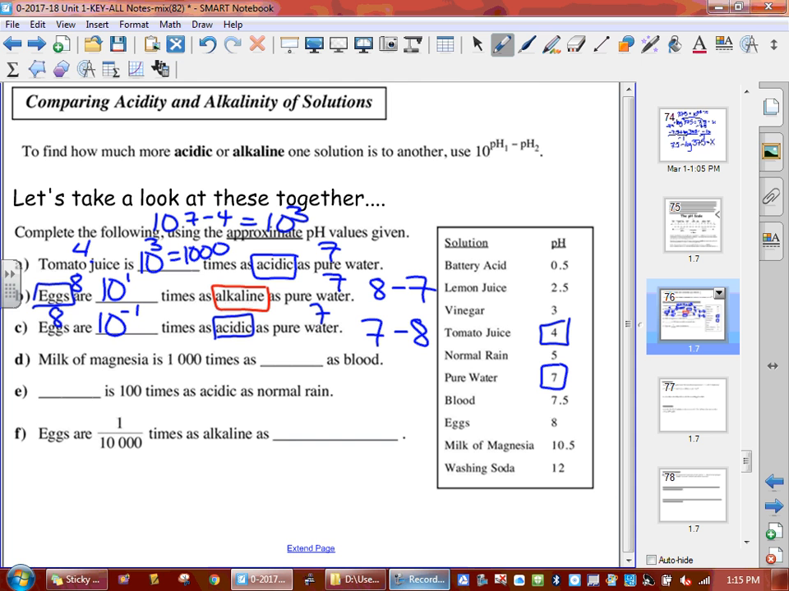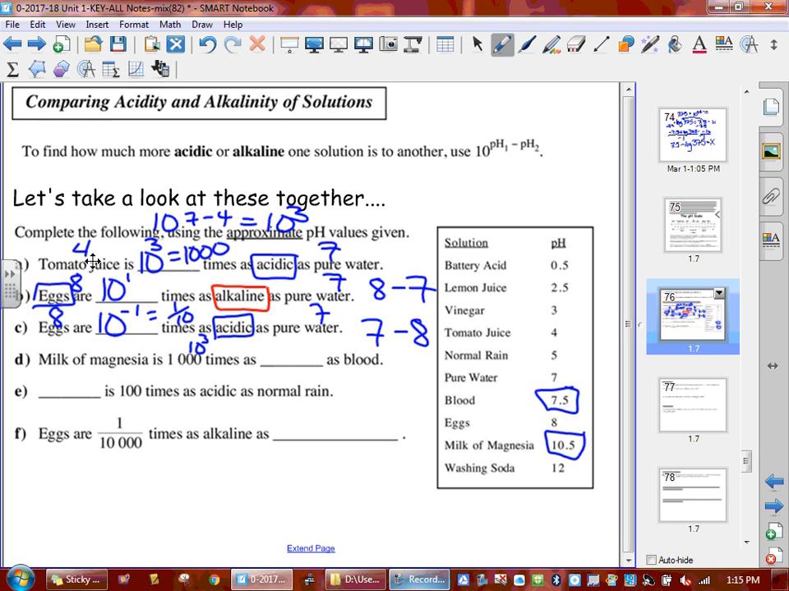Milk of magnesia is 1,000 times as something as blood. So I want something 10 to the 3 as my answer. So we have milk of magnesia. We're comparing it to blood. And we know blood is what? What's blood on here? 7.5. All right. And milk of magnesia is 10.5. All right. If they're saying that milk of magnesia is 10 to the 3 times more something than that guy, they took a number that is more something and compared it to something that is less something. Who did they use first?